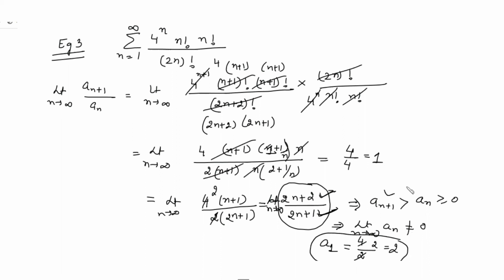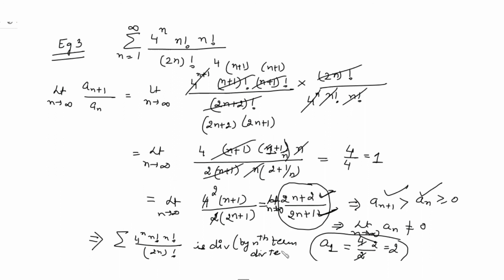Now since this term is always greater than this, all these terms are greater than 2, so your nth term is never 0. So this implies that the given series 4 to the power n into n factorial divided by 2n factorial is divergent by using the nth term divergence test, right? So whenever this limit is 1, we have to apply some other test, we have to check further whether our series is convergent or not.